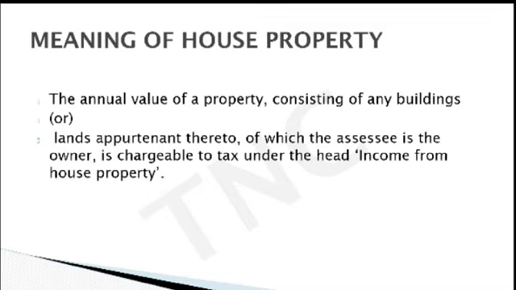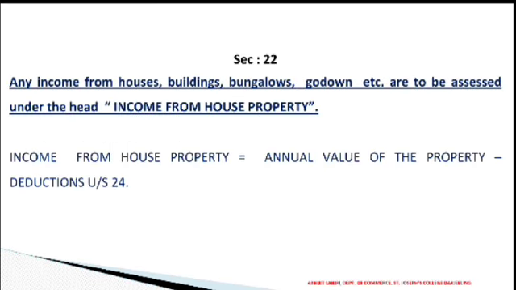The annual value of a property consisting of any building or land appurtenant thereto, of which the assessee is the owner, is chargeable to tax under the head income from house property. Here the person is having the asset, the property, that is any building, and should pay the tax. Under section 22, any income from houses, buildings, bungalows, godowns, etc. is to be assessed under the head income from house property. That is, income from house property is equal to annual value of a property minus deduction under section 24.